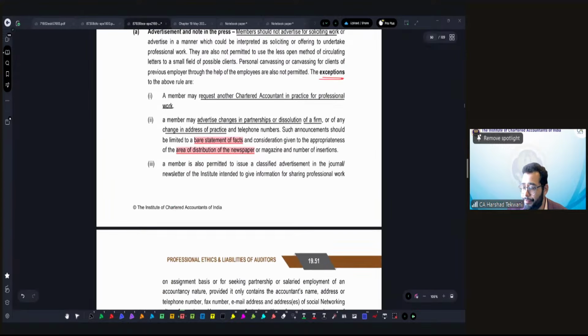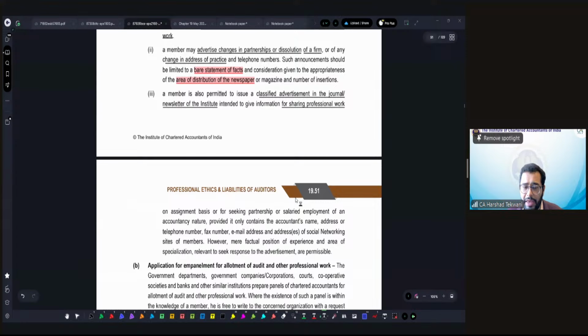Okay, then if it is an institute's newsletter or journal, fine, you can give it. So a classified advertisement in the journal or newsletter of the institute is perfectly fine. For sharing professional work, perfectly fine, you can give it. For sharing professional work on assignment or seeking partnership, salaried employment of accountancy nature, fine, you can give it. However, again, over there also, you need to provide factual information. You should not contain anything beyond the bare statement of factual information. Factual information is the factual position of experience, area of specialization, relevant to seek the response for the advertisement.